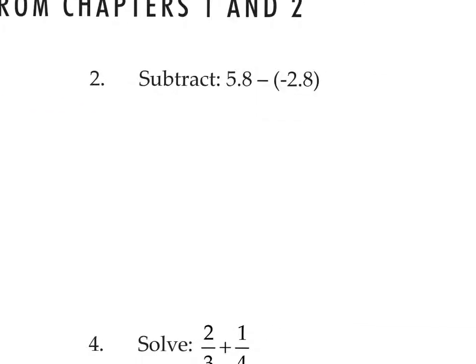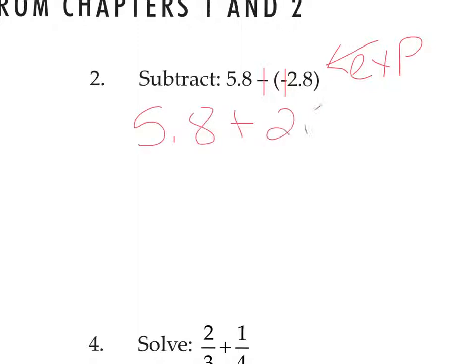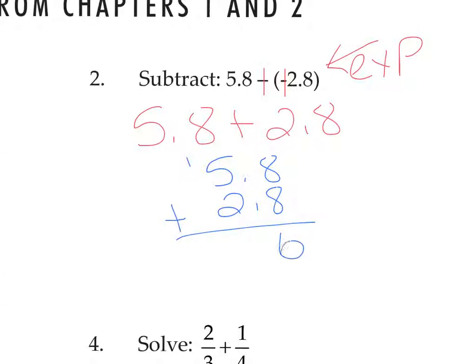On number 2, we're going to subtract 5.8 minus -2.8. Well, when you subtract a negative, these two negative signs can cancel to make a positive, and that's great, but you have to be careful that there are no exponents here. If there are exponents involved, you have to make sure you work those exponents first before you do this canceling with the two negatives. So this actually ends up being 5.8 plus 2.8. And of course, when you add decimals, you line them up, and you get 8.6.